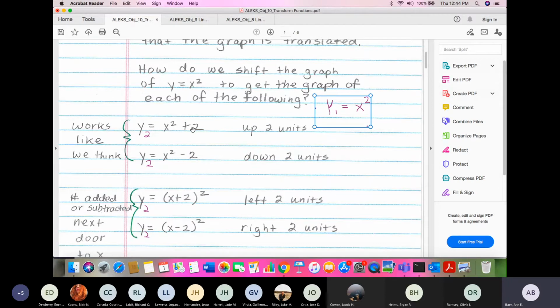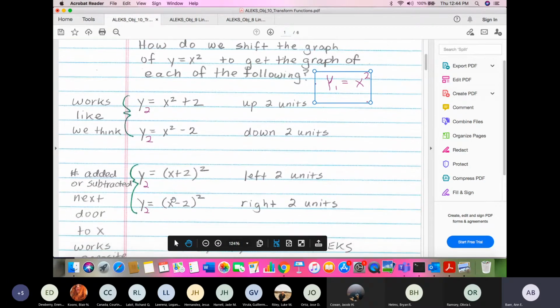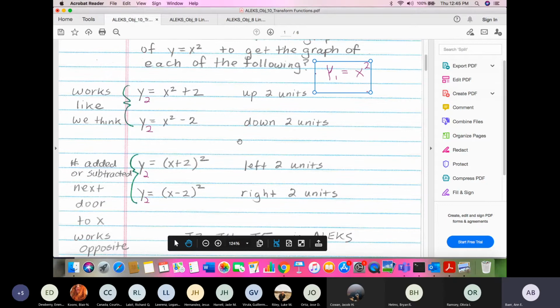Now what I want you to notice is this 2 is being added next to x squared. This 2 is being added next to x, a difference. Definitely a difference. This 2 is being subtracted from x squared. This 2, however, is being subtracted from just x. Something else you want to notice is the order of operations is different.